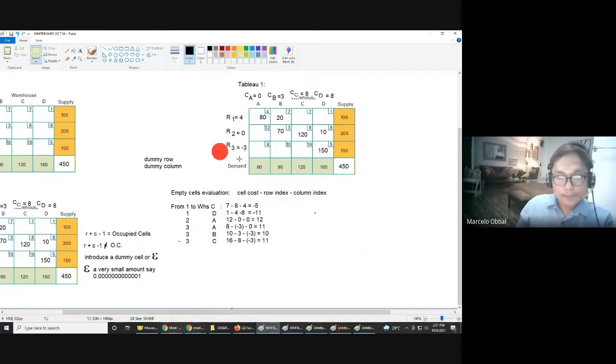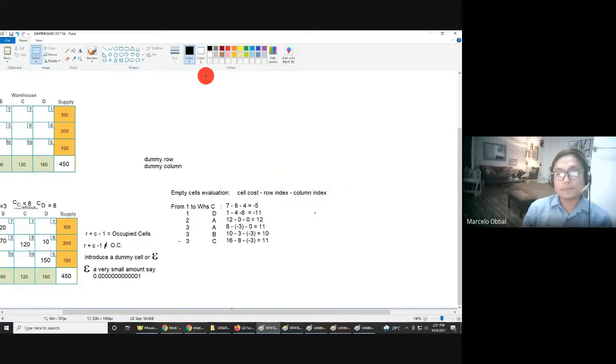Mga class, now, the same with the stepping stone method, we will pick the most negative. Okay, somebody asked me, what do you mean by most negative, sir? Yung pinakamaliit class, that's the meaning of most negative. So in this case, negative 11 yung pinakamaliit na negative. Okay? You pick this.